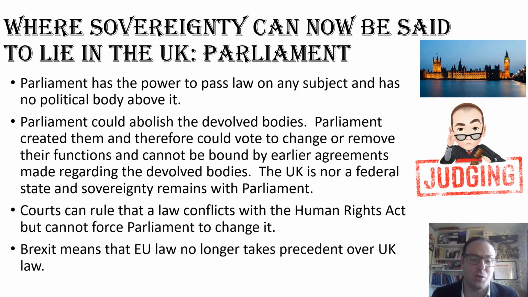We've seen, as I mentioned a bit earlier on, that the courts can rule that a law conflicts with the Human Rights Act, but cannot force Parliament to change it. Brexit means that EU law no longer takes precedence over UK law. So the only time when we have had anything above parliamentary law was in the period when we were in the EU, and EU law was seen to take precedence over UK law. And so you could say now, conclusively, with that change, Parliament is sovereign in the UK.